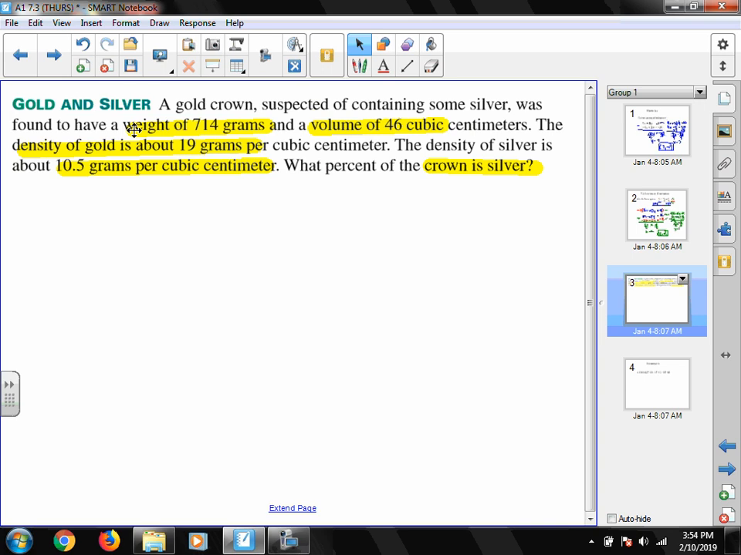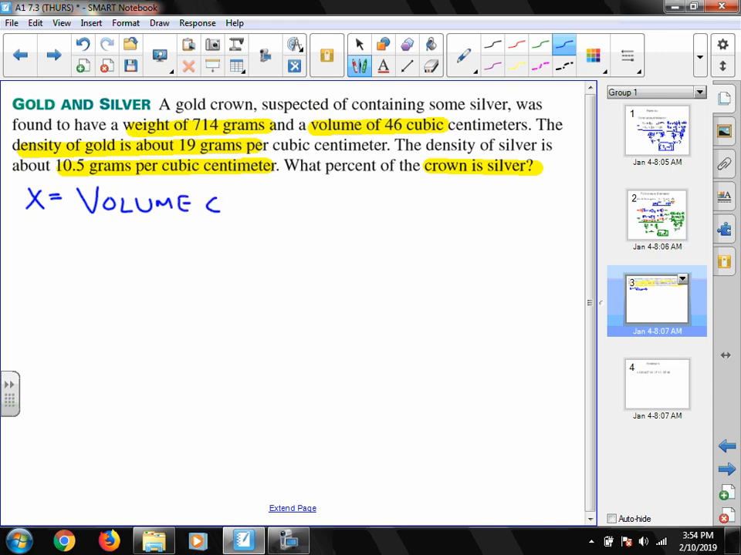Now, as always, we are going to define what we're going to let X and Y stand for in the context of this problem. X, I'm going to let be the volume of gold. I'm going to let Y be the volume of silver.